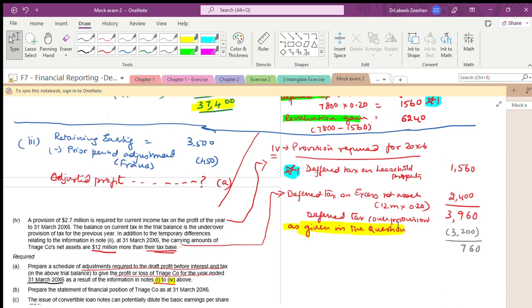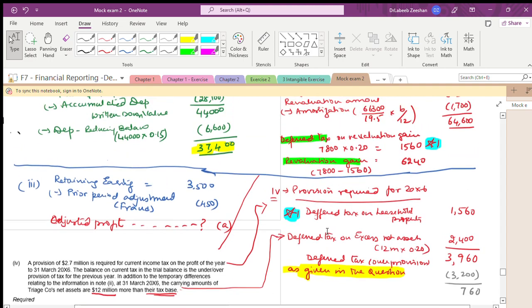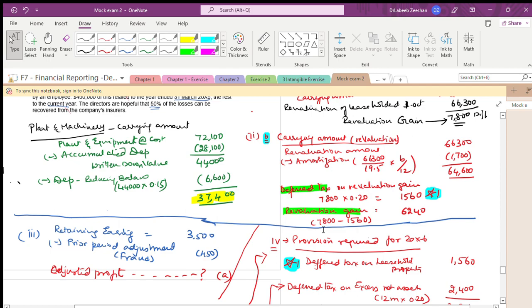Excess tax is 2,400. 3,960 as given in the question is 3,200. As given in the question, 3,200. Okay. Carrying amount is how much? This much.